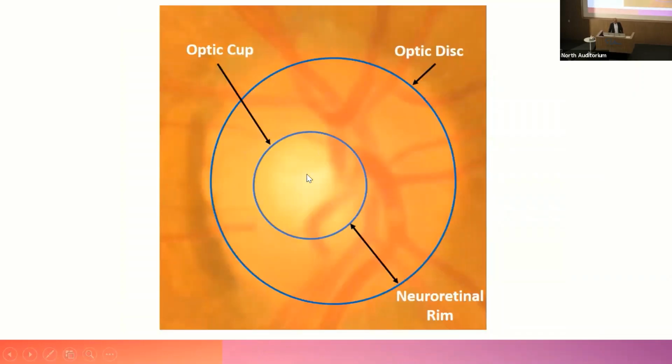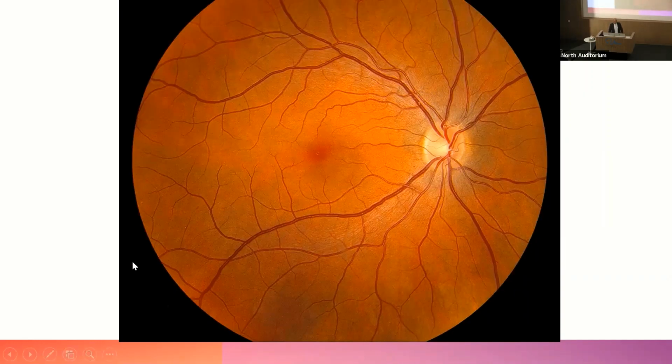So there's the cup in the middle. There's the contour of the disc. This bit we call the neuroretinal rim. It's composed of neural tissue, basically. So going back to this picture, there's the disc, there's the cup. This stuff here is the neuroretinal rim. Why does this matter? Well, the main condition where this matters is glaucoma.